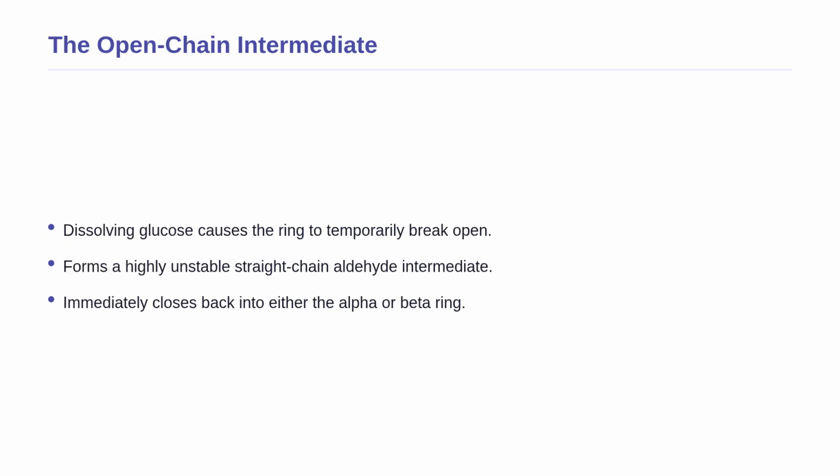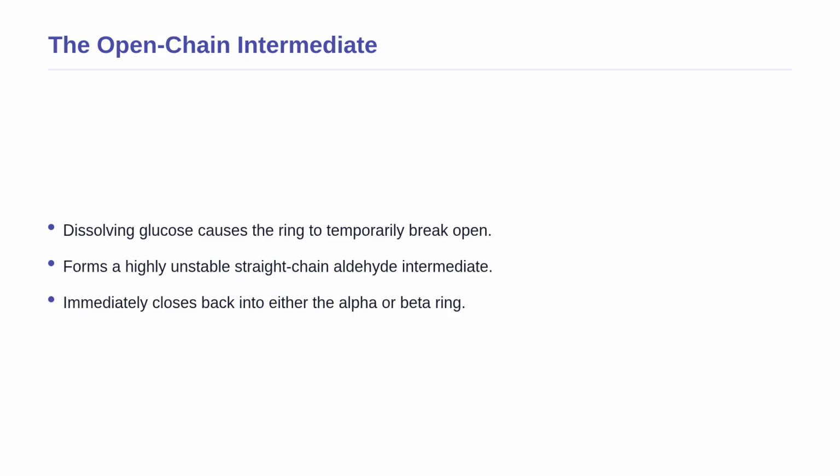So, how exactly does one anomer turn into the other? When you dissolve this solid glucose in water, the rigid ring structure temporarily breaks open. This forms what we call a straight-chain aldehyde intermediate. This straight chain is the equivalent of our folding chair straightening out for a split second. It is highly unstable and cannot stay in this open form for long. It immediately closes back up into a ring.